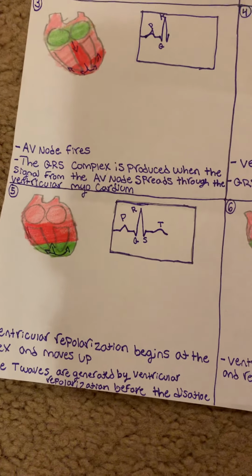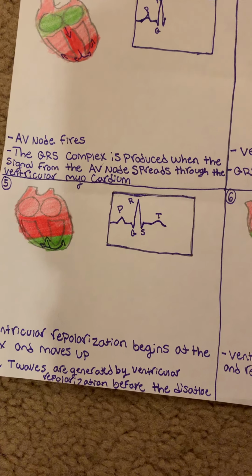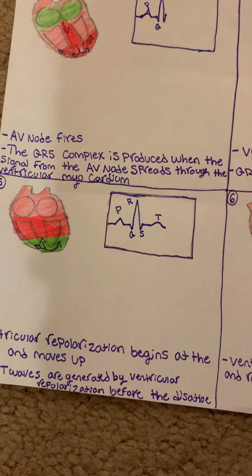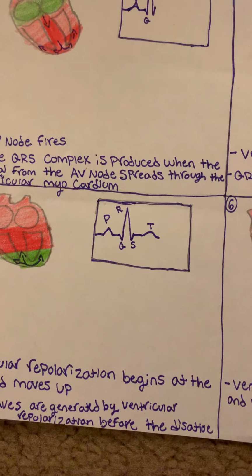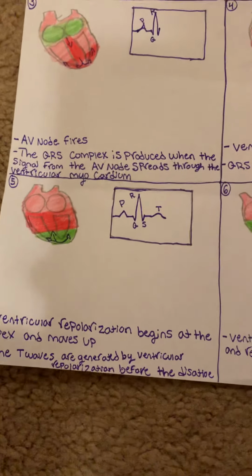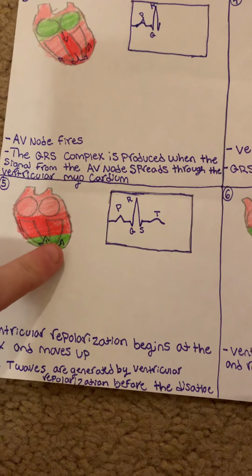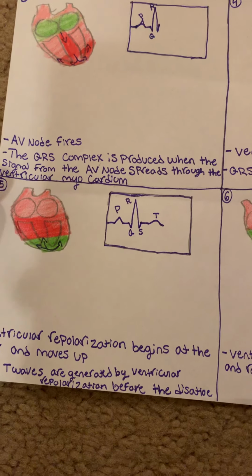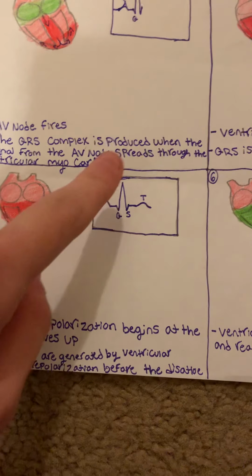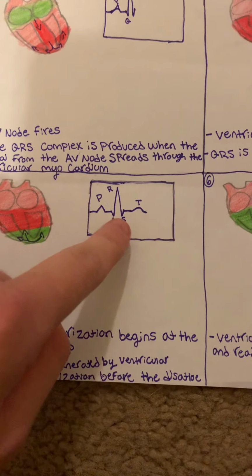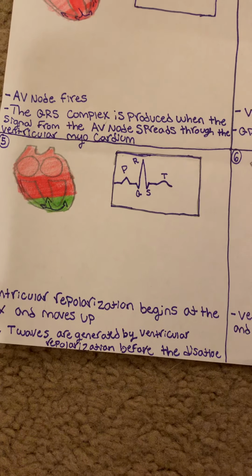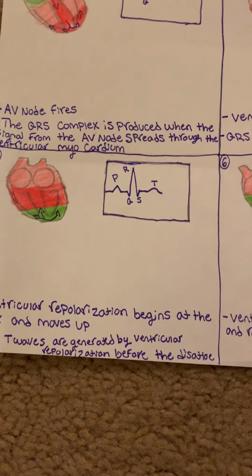And the T waves are generated by the ventricle repolarization before the relaxation part. They have a more rounded peak, like a hill. So it started from down here at the apex and is flowing upwards. And we now have the P, the Q, the R, the S, and the T that's like a hill. So it doesn't have a sharp point, it's just like a rounded top.